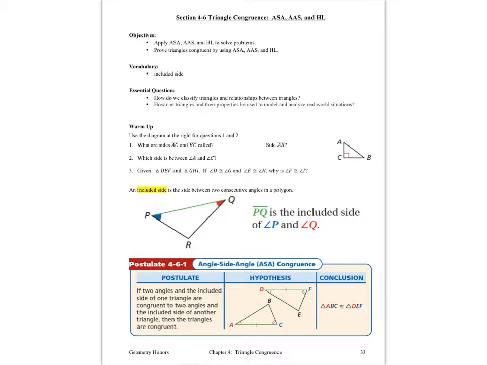Hello, ladies and gentlemen, this is Ms. Skokin. We are in Chapter 4, Triangle Congruence, and this is Section 4.6, during which we're going to be talking about the angle-side-angle, angle-angle-side, and hypotenuse-leg theorems or postulates of congruence.